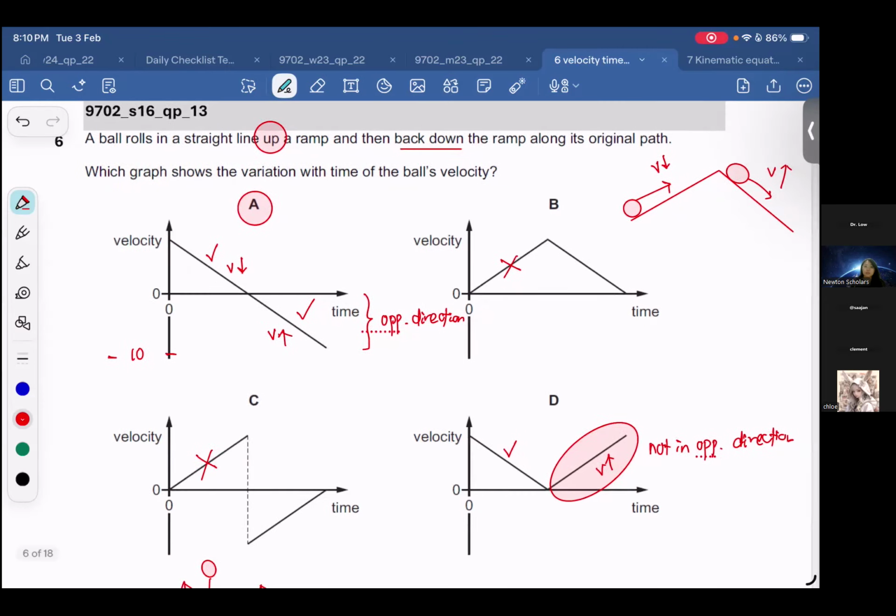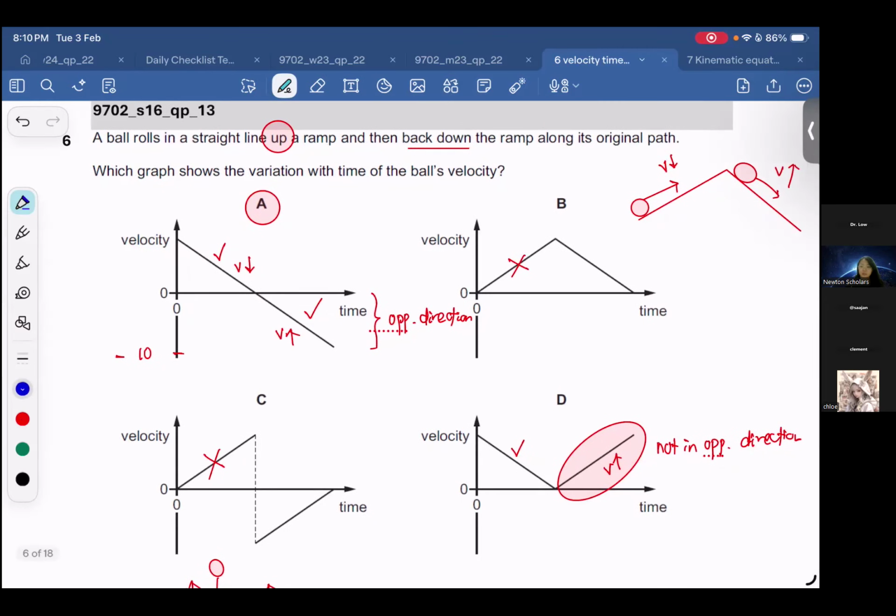Is that clear? Did I explain clearly? This one is up, so you circle it; this is down, so you write down opposite direction. So it must involve velocity positive and negative. It must have these two regions because up and down are opposite directions. If no question, we are going to page number 7, question 7.